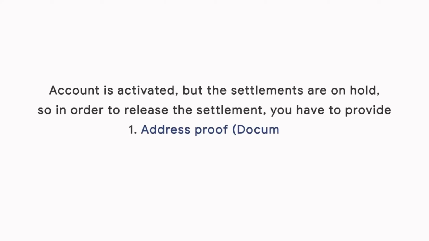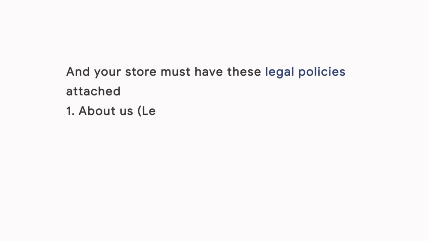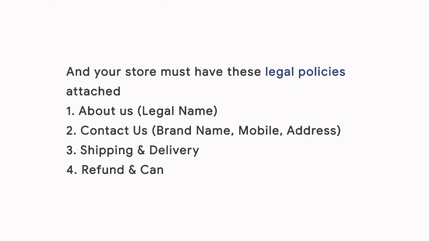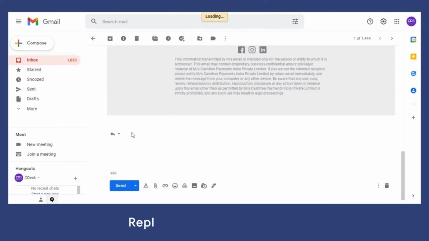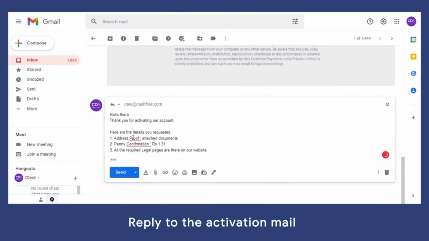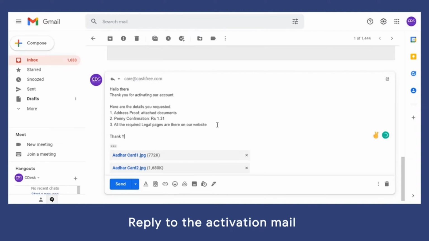So in order to release the settlement, you have to provide an additional document for your address proof and the amount they transfer to you to confirm your bank. And your store must have these legal policies: about us page, contact us, shipping and delivery policy, refund and cancellation policy. Reply with all the information, something like this. Reply to the activation mail.